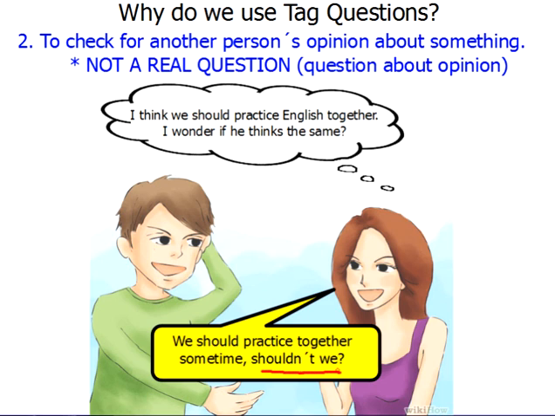Now, notice for this type of a question, the accent on the tag is very neutral. There is no up accent or down accent. It's just said almost exactly the same as the affirmation. So again, it sounds like this. We should practice together sometime, shouldn't we? Right? Notice I'm not saying, shouldn't we? Because I'm not asking a question. I'm not checking to be correct. In this context, the person is just looking for the other person's opinion.